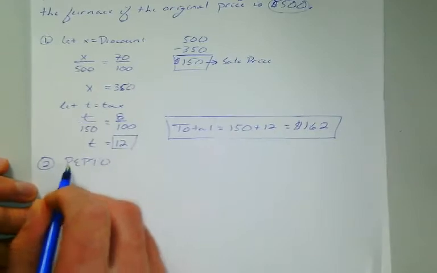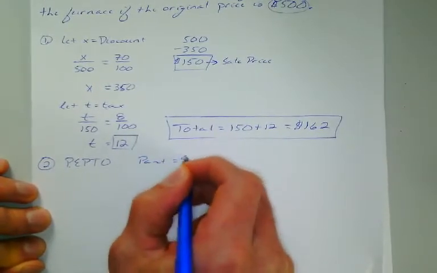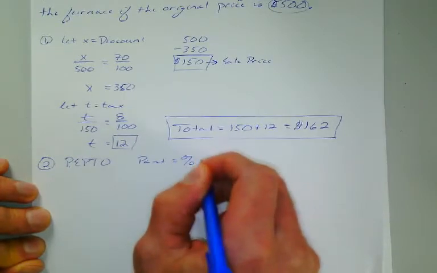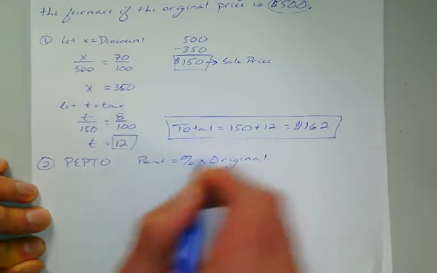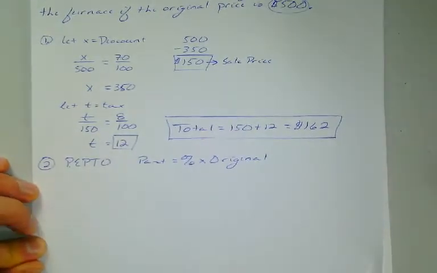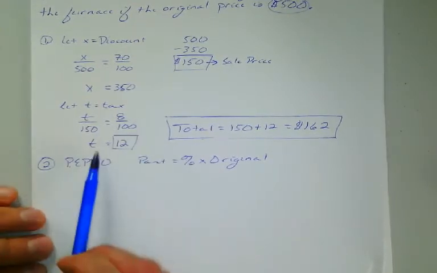So we have part equals percent times original, all right, that's what PEPTO stands for. Now remember that percent has to be written as a decimal rate. So let's go through the same steps. All right, let's find the discount first.